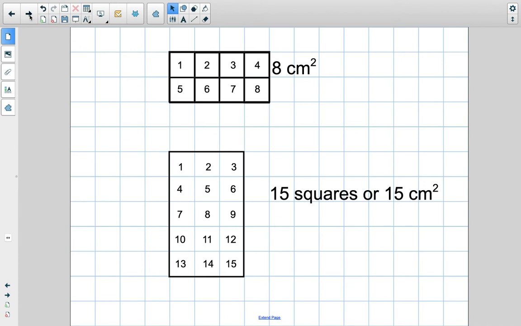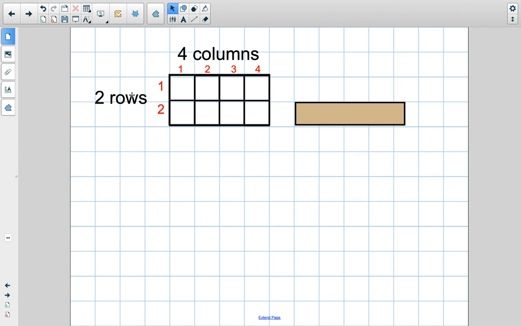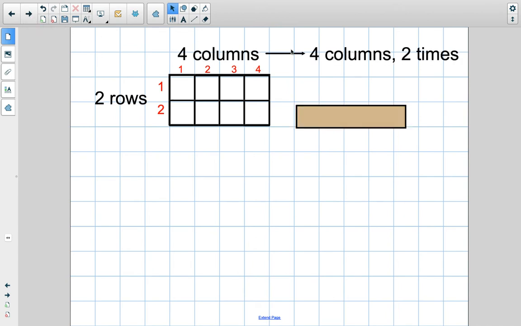Let's take a look again at our first rectangle. We counted them before: 1, 2, 3, 4, 5, 6, 7, 8. But what do we really have in this rectangle? We have 2 rows. There's my first row, there's my second row, and we have 4 columns: 1, 2, 3, 4. What we really have in this rectangle are 4 columns 2 times, all right?